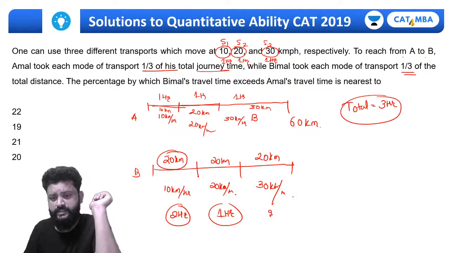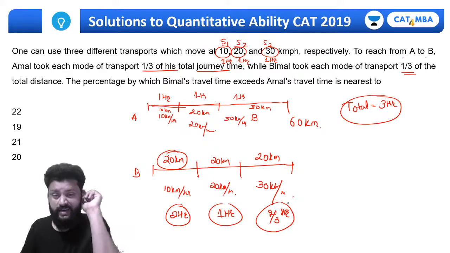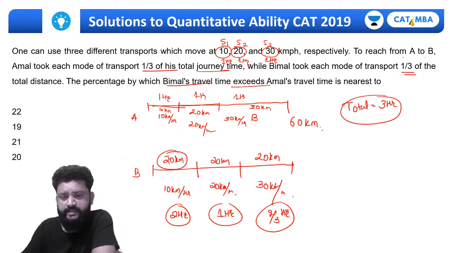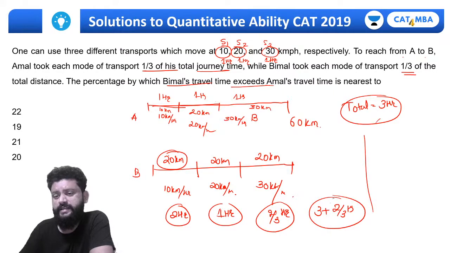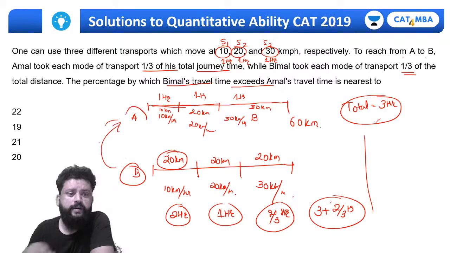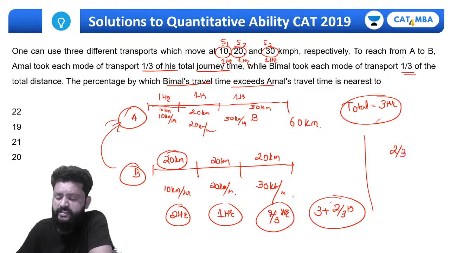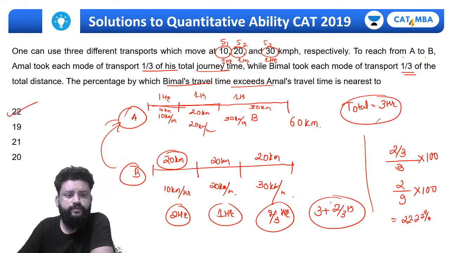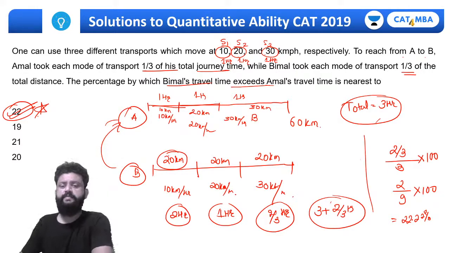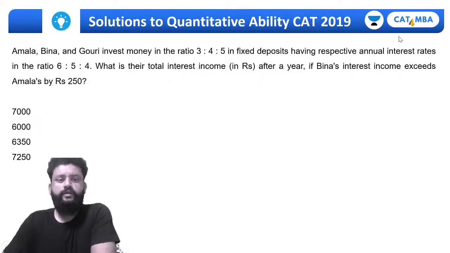And next time we'll just take 2/3 hours. So how much extra? So the percentage by which Bimal's travel time exceeds. So this is 3 plus 2/3 hours. So yeah, we just need to calculate the percentage by which the travel time is exceeding for Bimal compared to Amal. Okay, so the travel time is increased by 2/3 hours compared to 3, into 100. That comes out to be 2/9 into 100. That's the percentage fraction, 22.2. What should be your answer? 22. The really simple question, you can say. Let's go for the next.